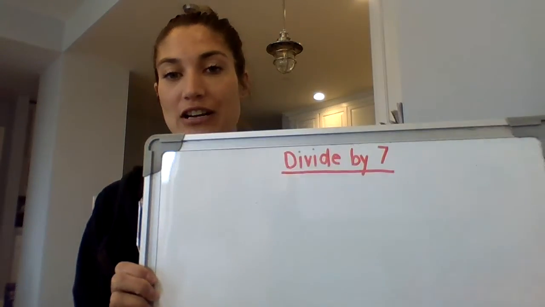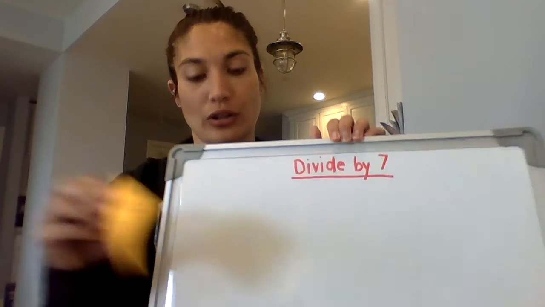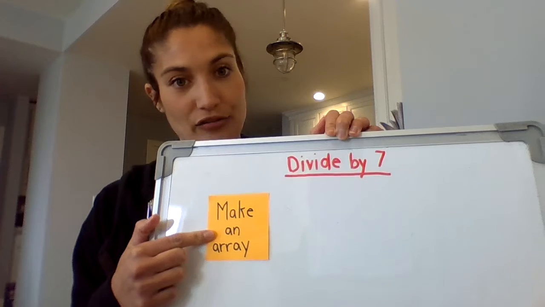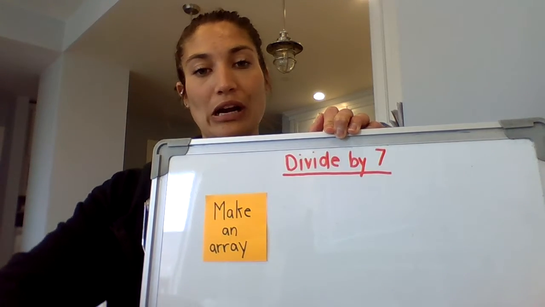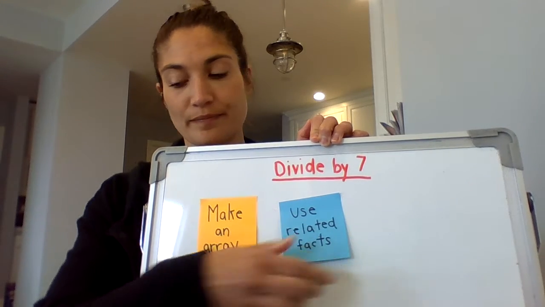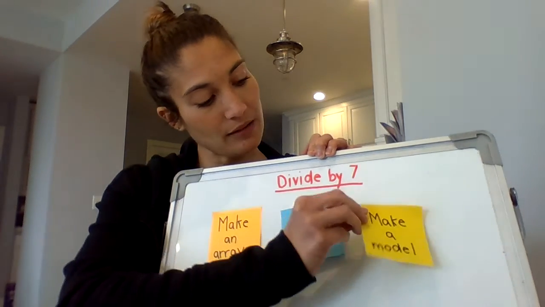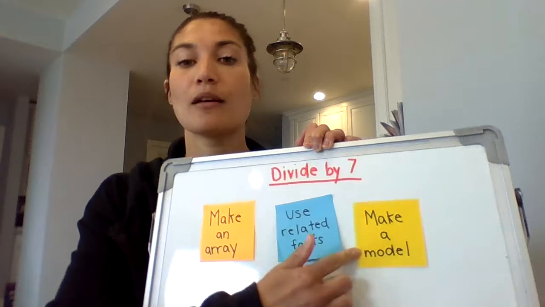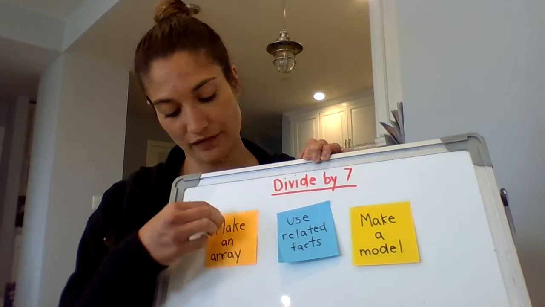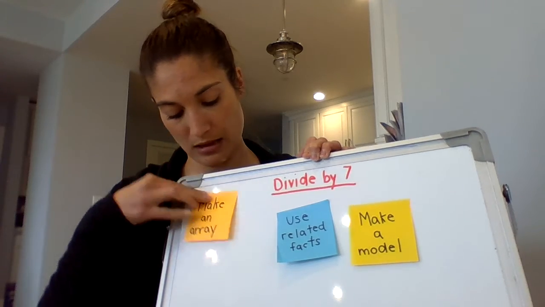So the first strategy we're going to learn about when we divide by 7 is that we can make an array. We are also going to learn that we can use our related facts. And we can also use the strategy, make a model. So let's take a look at a problem and try our first strategy, make an array.